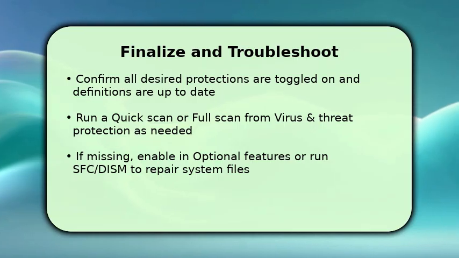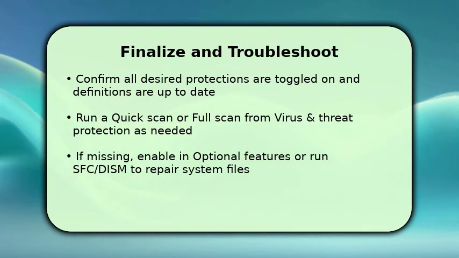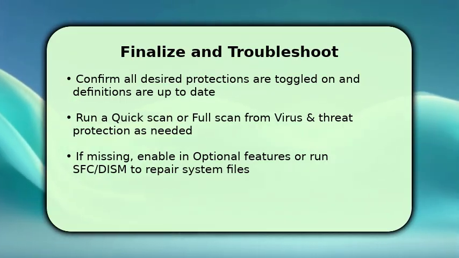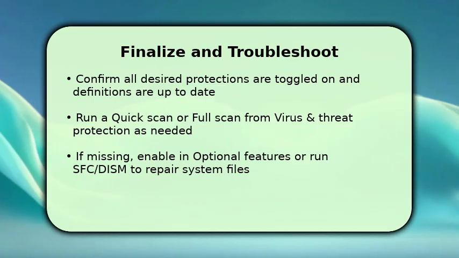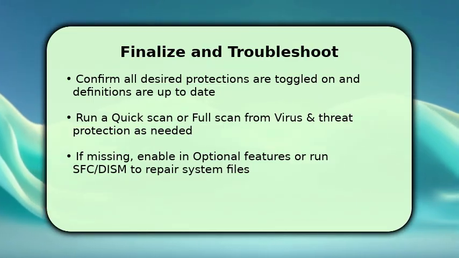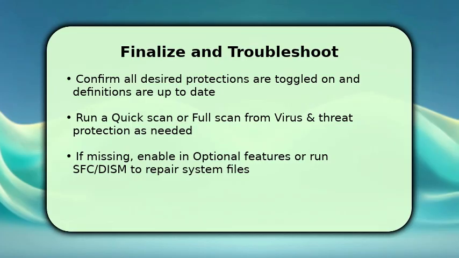If Windows Security or Defender features are missing, check optional features to re-add Windows Defender or run SFC and DISM to repair corrupted system components. If that still fails, restart Windows Update Services and reboot. Then recheck the app.